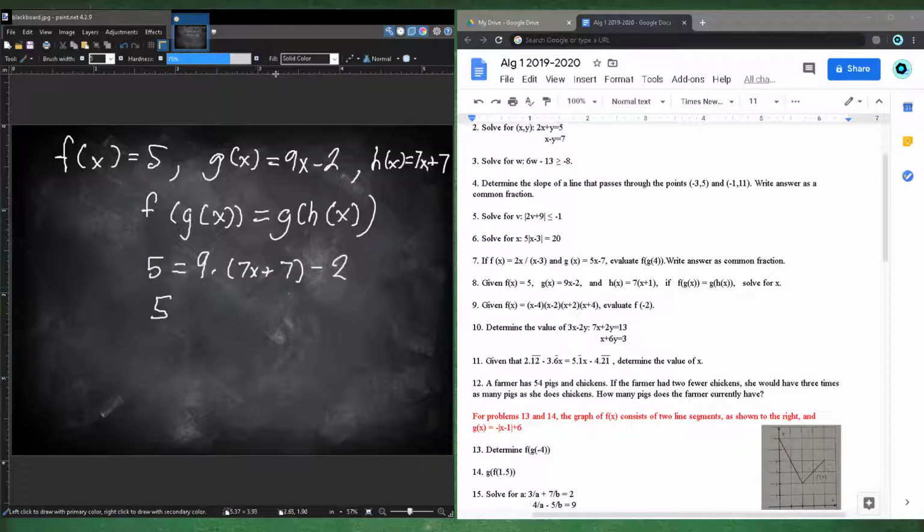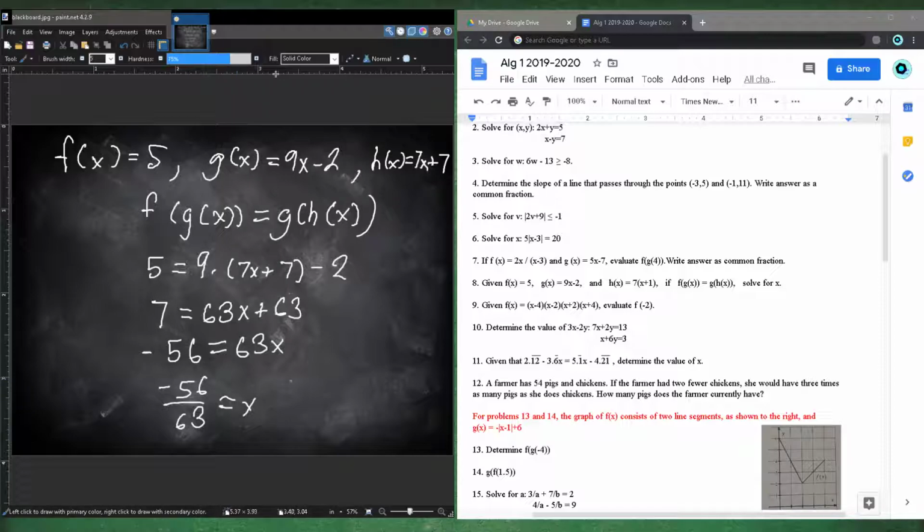So 5, let's add the 2 to the other side already. So that's going to be a 7. And then this is going to be 63x plus 63. So minus 63 from that side, we have negative 56 over 63. Oh, sorry. We're going a little bit further. Equals 63x, right? And then divide 63 by both sides to equal x, and then simplify.